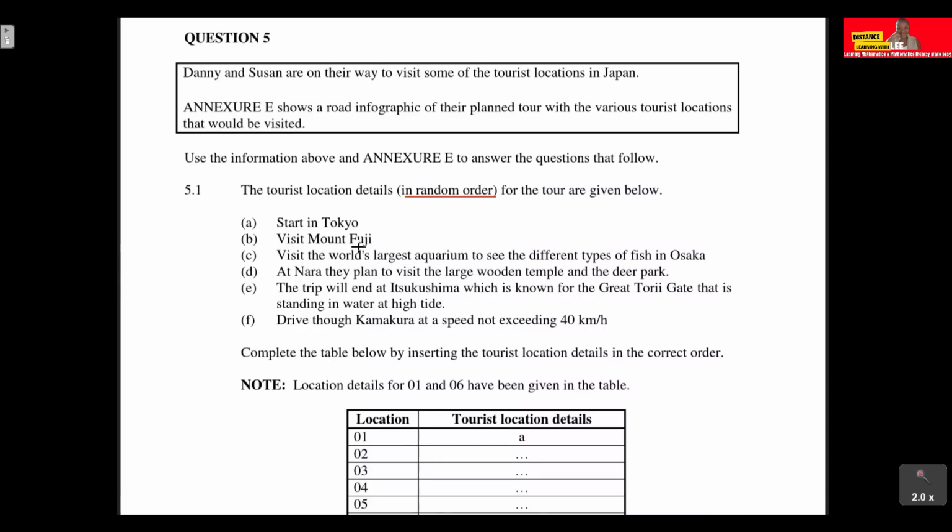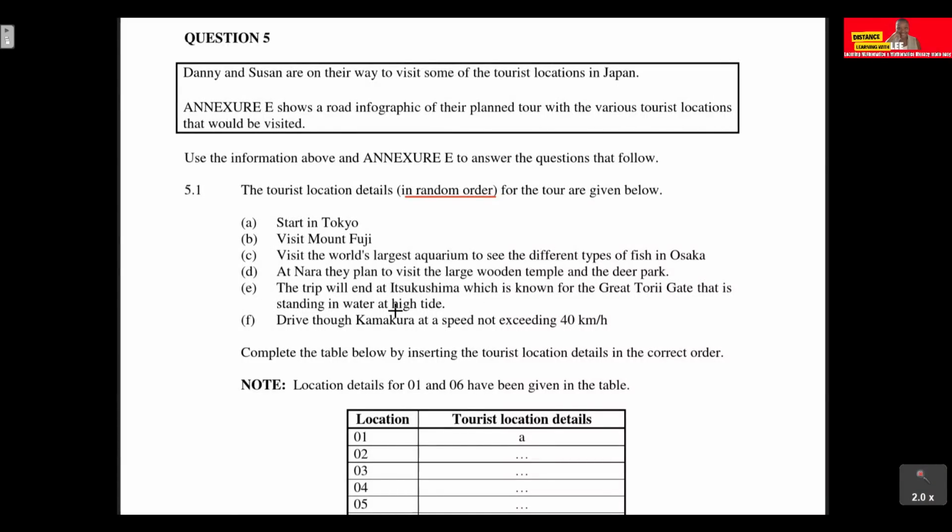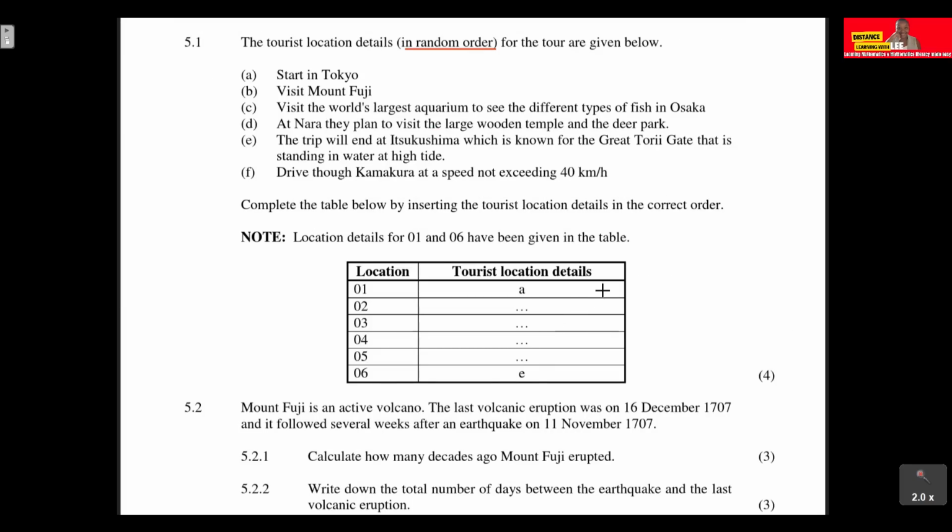B, visit Mount Fuji. C, visit the world's largest aquarium to see the different types of fish in Osaka. D, at Nara, they plan to visit the large wooden temple and the deer park. E, the trip will end at Itsukushima, which is known for the Great Torii Gate that is standing in the water at high tide, and then drive through Kamakura at a speed not exceeding 40 kilometers per hour.